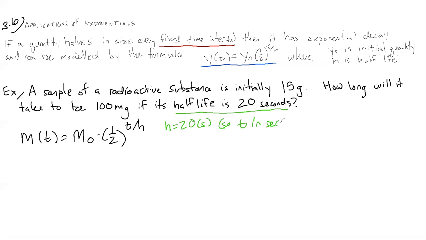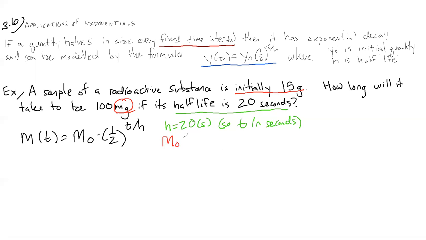So T is going to be in seconds as well. And then my initial mass, we are given, is 15 grams. We need to make a decision though, because there's also milligrams. I would rather deal with the smaller unit, milligrams, because then I get bigger numbers rather than dealing with decimals in grams. So I'm going to convert it into milligrams.